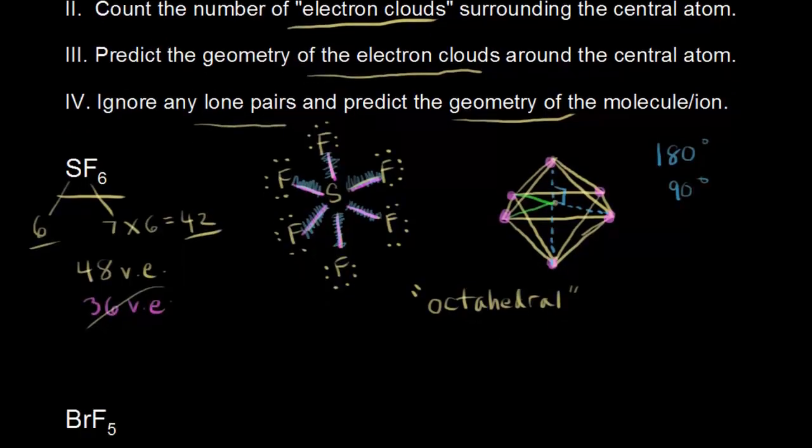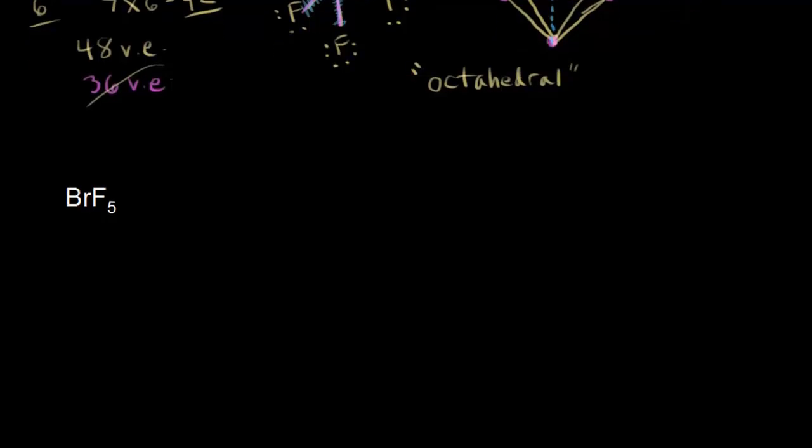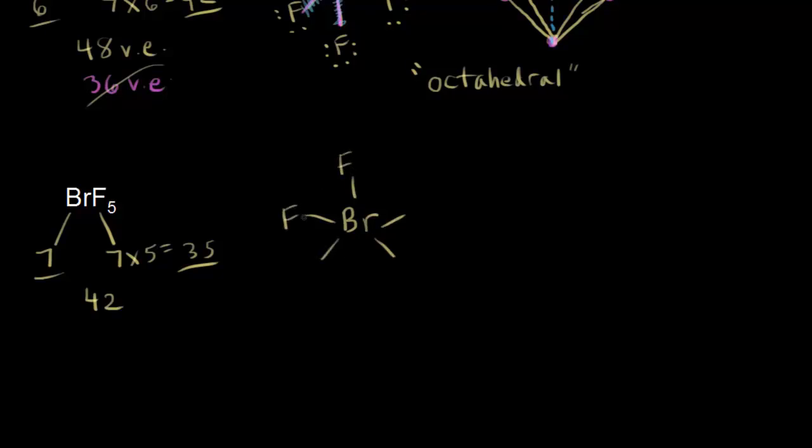All right, let's do one for bromine pentafluoride, BrF5. So valence electrons: bromine has 7, it's in group 7. Fluorine is also in group 7, and I have 5 fluorines, so 7 times 5 gives me 35. 35 plus 7 gives me 42 valence electrons. Bromine goes in the center, bonded to 5 fluorines, so I can put those 5 fluorines around our central atom. We have represented 2, 4, 6, 8, and 10 valence electrons so far.